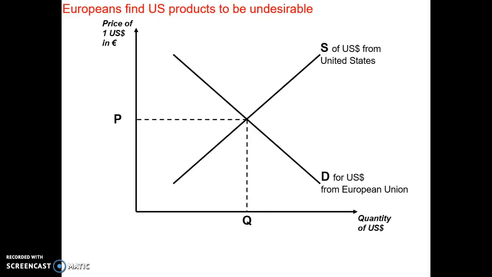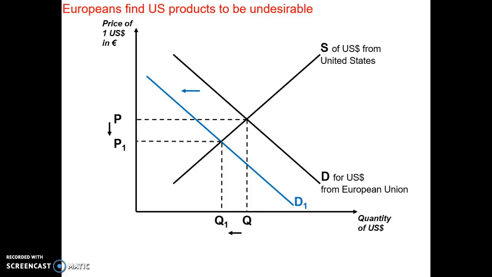This one says Europeans find US products to be undesirable. So we determine, okay, we're talking about the US dollar. Which group is changing their activity? Is it Americans or is it Europeans? In this case, it's Europeans. So that's going to affect the demand for the US dollar from the European Union, because it's the Europeans changing their habits. And are they going to increase or decrease their economic activity? Well, if they're finding US products undesirable, they're going to decrease their economic activity. So we shift demand to the left, and that's what it looks like here.